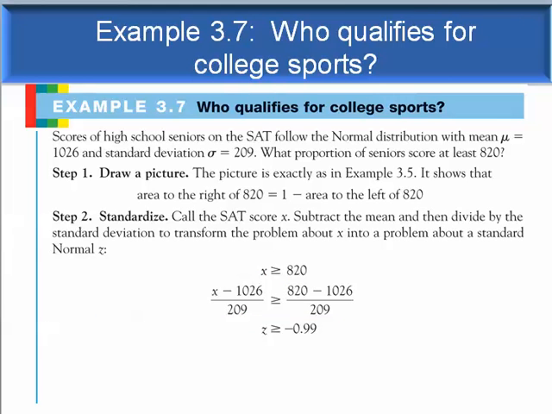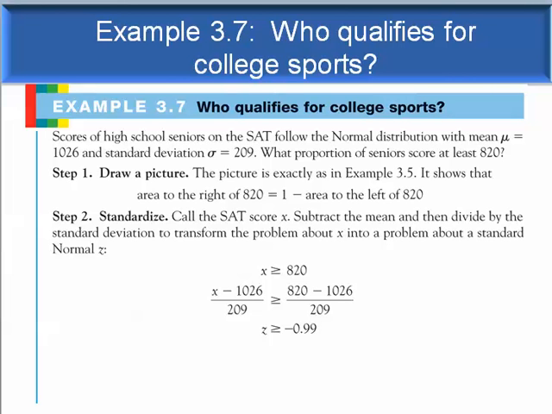As we recall, you can't just look up 820 on the standard normal table because it has not been standardized yet. We need to find out how many standard deviations away from the mean that score of 820 is, and then we can look that number up. We do this using the Z formula: take that value, 820, subtract the mean of 1026, and divide by 209. That gives us a Z value of negative 0.99.